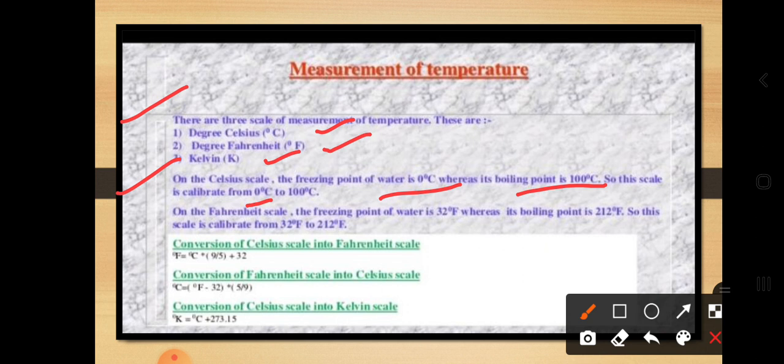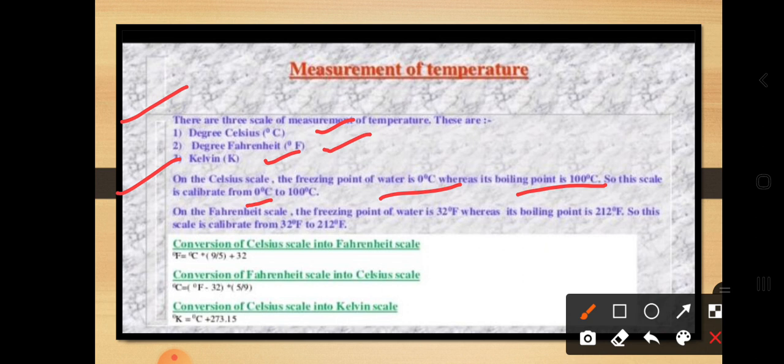So, dear students, the physicists who have prepared this, to understand the concept of temperature, they have maintained one scale. On this, the water freezing point is 0 degree Celsius, whereas the boiling point is 100 degree Celsius. So this scale is measured in this range itself.